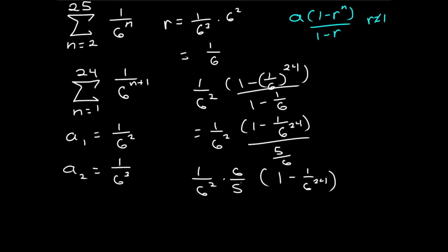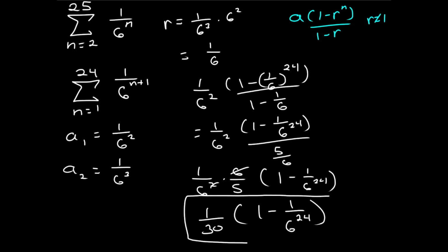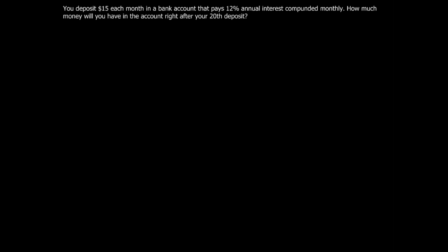And from here, this is just going to cancel out these 6's. And then we will be left with 1 divided by 6 times 5, that's 30. So 1 divided by 30 times, in parentheses, 1 minus 1 divided by 6 raised to the power of 24. And that is the sum of this problem. Okay, so here's our final problem.